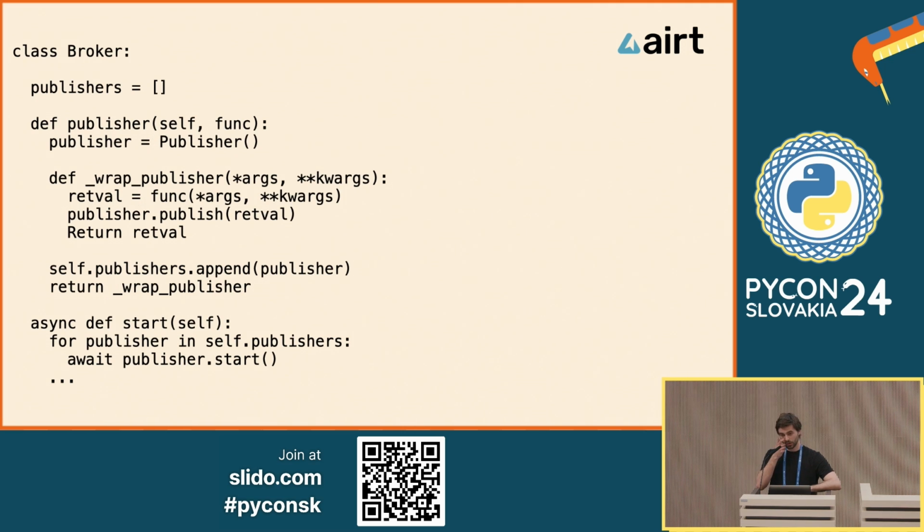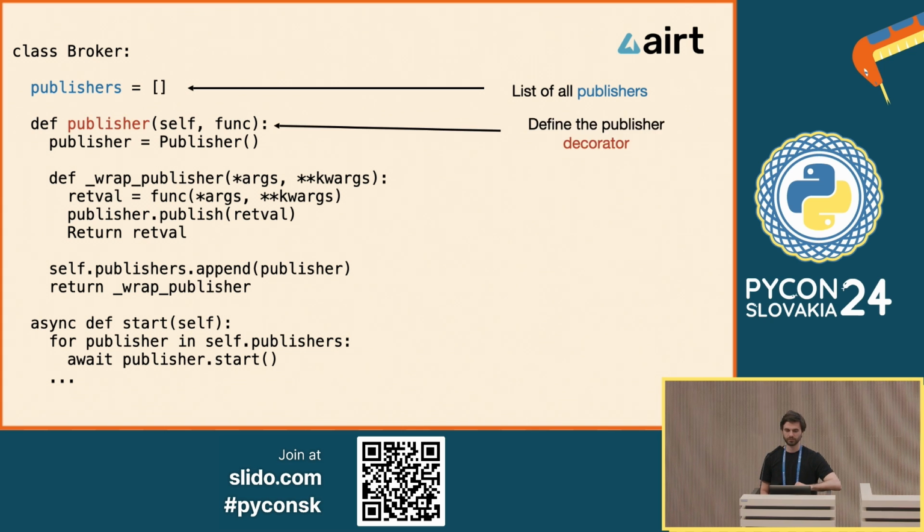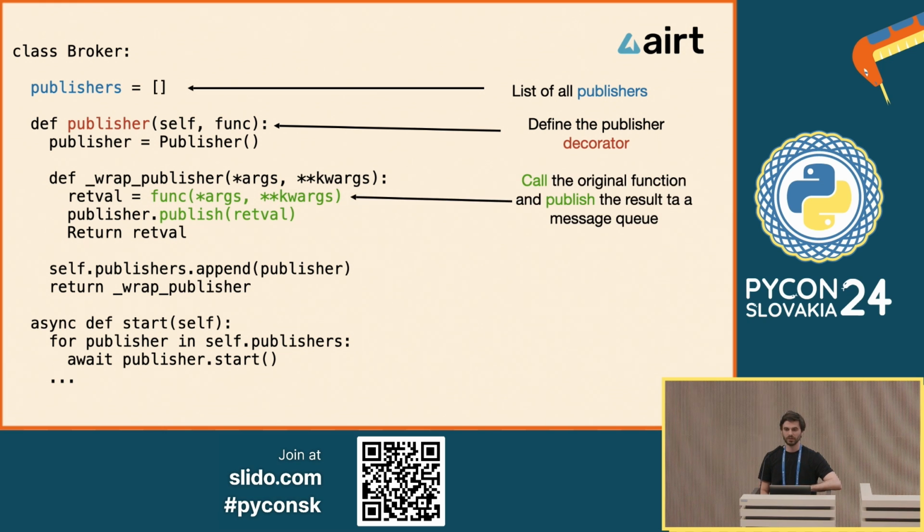So how do we do it for our publishers in FastStream? In our class broker, we have a list of all publishers, and then we define our publisher decorator, which will take in the function that we want to connect to the publisher. Inside of the wrapper, we first call our original function to get the return value. And when we get the return value, we publish it to a message queue. And just to make everything tidy, we return it to the user.